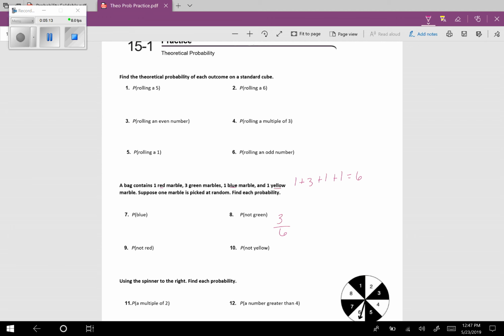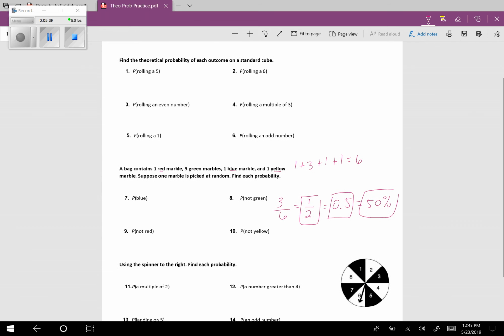So 3 out of 6, and you have to make sure you reduce this. So 3 out of 6 reduces to 1/2. Okay, so 1/2 would be your fraction, and then you turn that into a decimal. It's 0.5, which is 50%. So on our assignment here, just make sure that you give me the fraction, decimal, and percent. And anytime you got your fraction, always make sure that you reduce it. So that's it for theoretical probability.